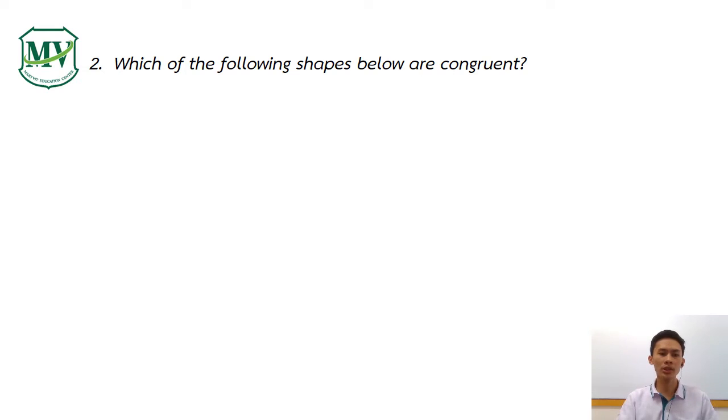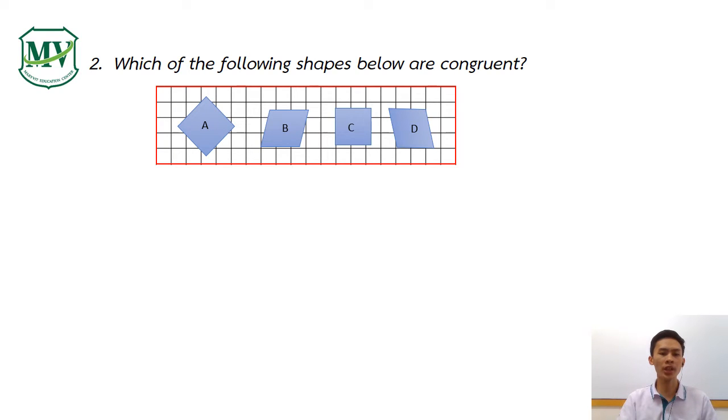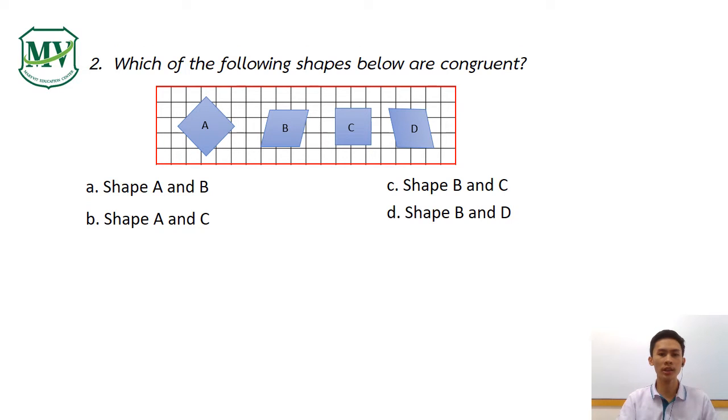So let's go now to number 2. The question is, which of the following shapes below are congruent? So we have here shape A, shape B, shape C, and shape D. So the choices are letter A, shape A and B, letter B, shape A and C, letter C, shape B and C, letter D, shape B and D. So the answer is letter D. Shape B and D are congruent. So why? Let's show the solution.